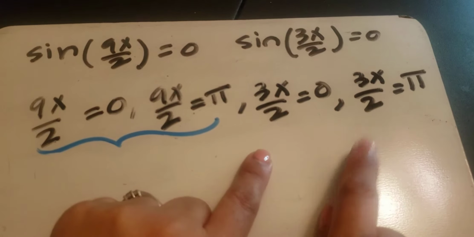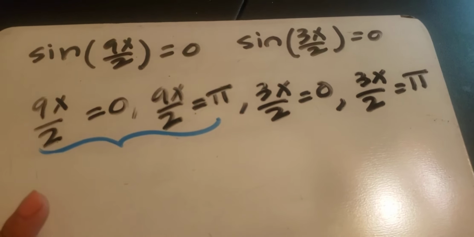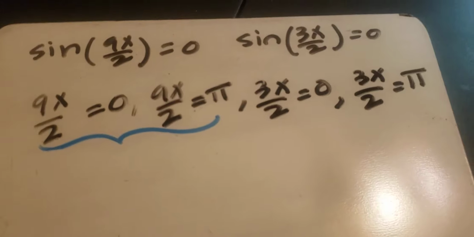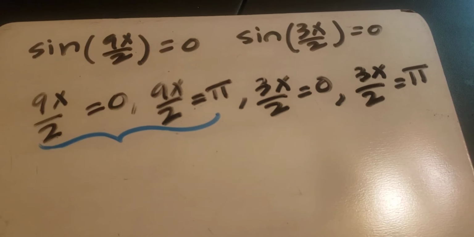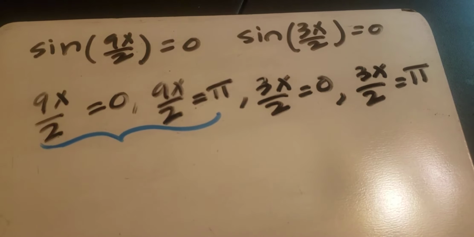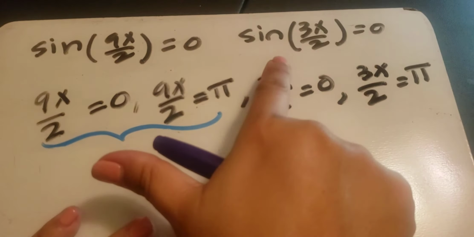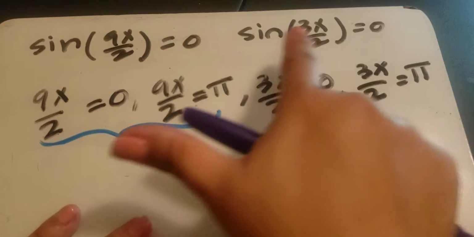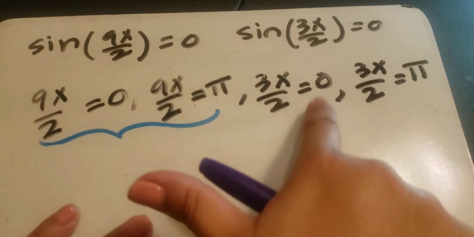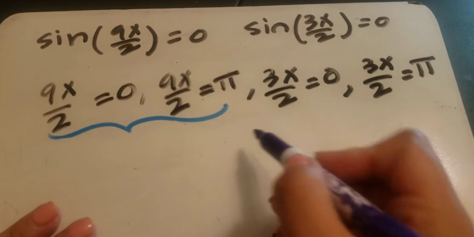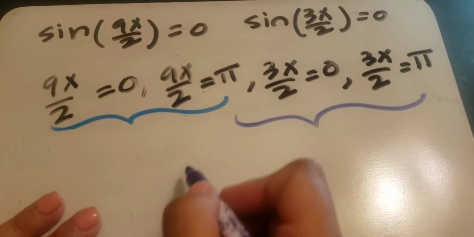Okay, so now we're going to do the same thing here, and I'm going to do it in a different color. Oops, sorry, I moved the camera. I want to remind you, sine of 0 will give me 0, and sine of pi will give me 0. So I'm setting each of these angles equal to 0 and pi. Now I'm going to work with these angles.